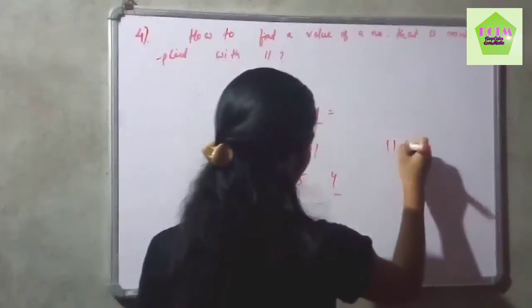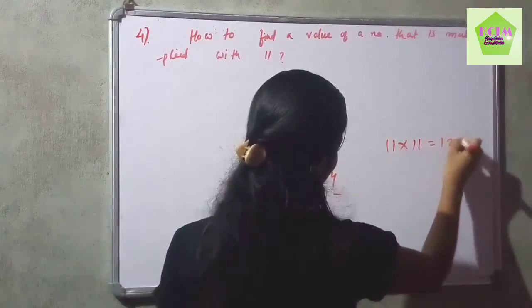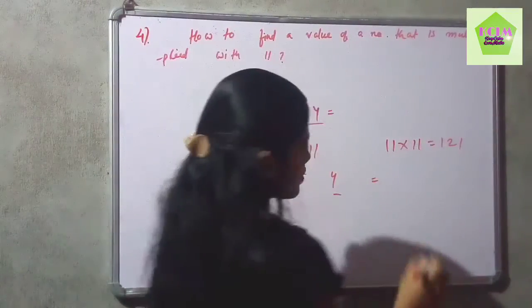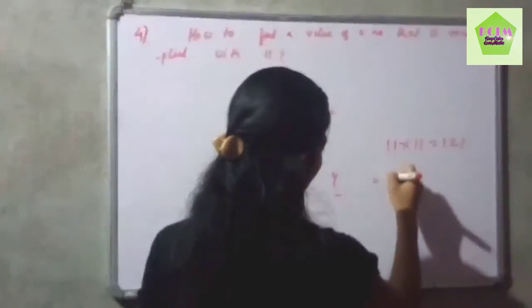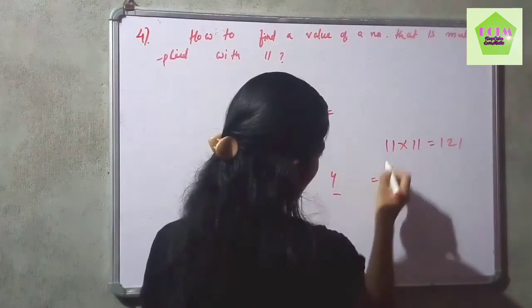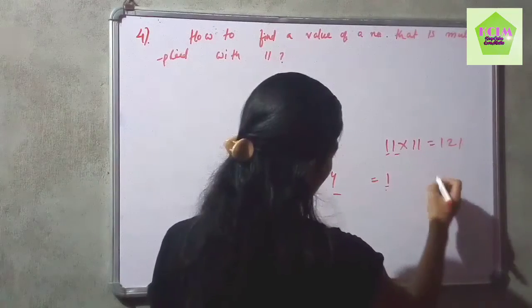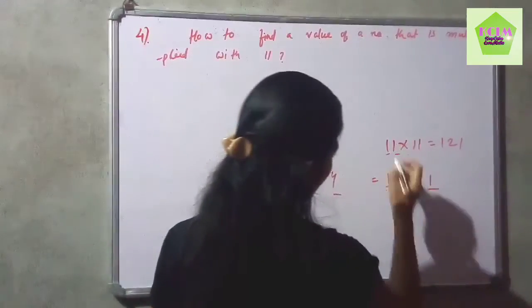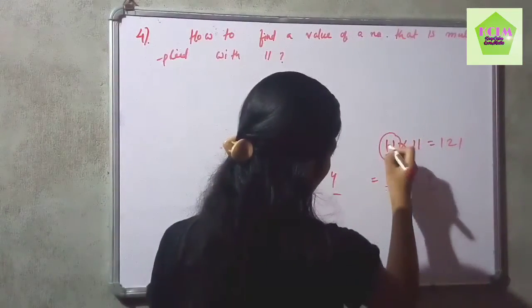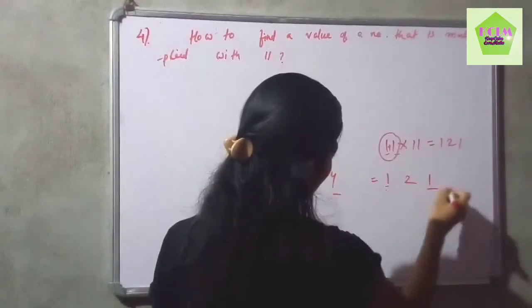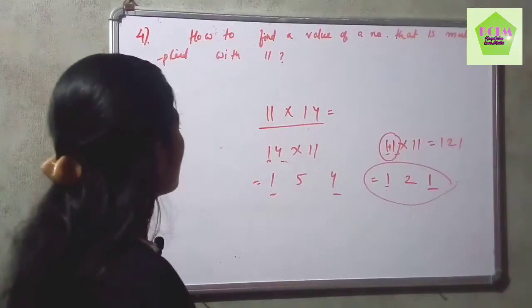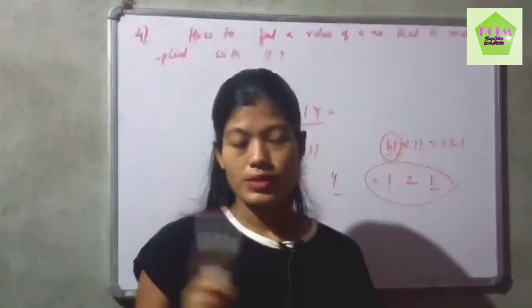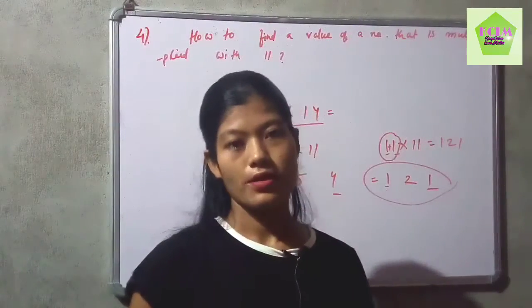Similarly, 11 11s are 121. How? If we use this trick, first of all you write the first digit in the first place and the second digit in the last place, then add these two digits, 1 plus 1 is 2, so the result is 121. So this is the trick to remember the multiplication table of 11.